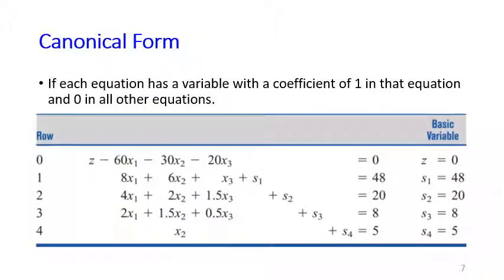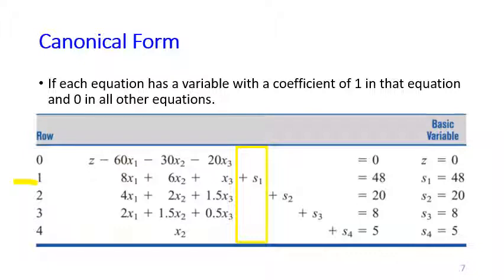Now let me introduce a new term, which is called canonical form. Our standard form from the previous slide is already in a canonical form because for each row in the equation, or you can think about the constraint, you only have one variable with a coefficient 1 in that row and then coefficient 0 in all other equations.